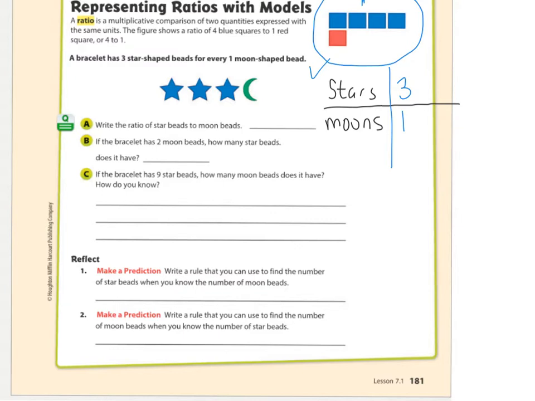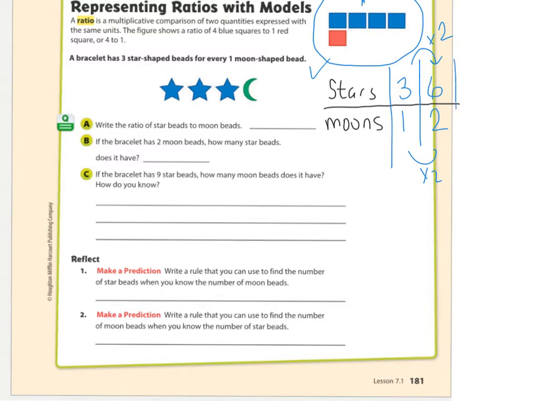Now what if we doubled it? Okay, if we double it, so 3 times 2, double that. We're going to take it times 2. 3 times 2 is 6, and so times 2 here. So if you added another moon, you'd have to add 3 more stars. So for every moon that you add onto your bracelet, you have to put on 3 more stars.